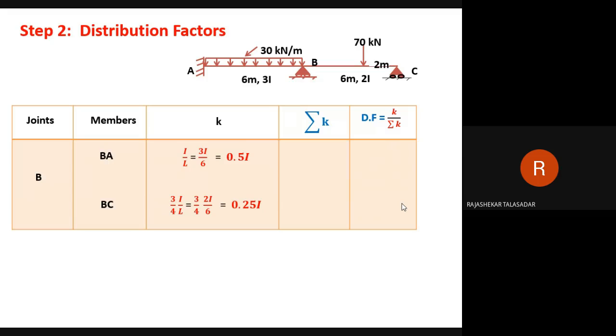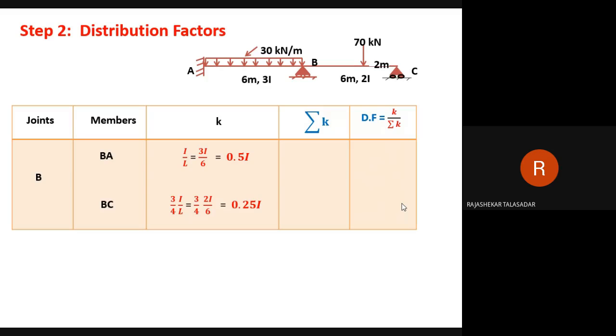Okay, 3I by 4L is fine. It is 3/4 of I by L. Now 3/4 as it is, I is for span BC it is 2I. Again L is 6. If you simplify that, it will be 0.25I. Now for BA it is 0.5I. For BC it is 0.25I.